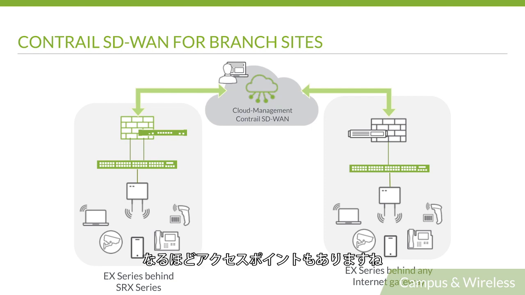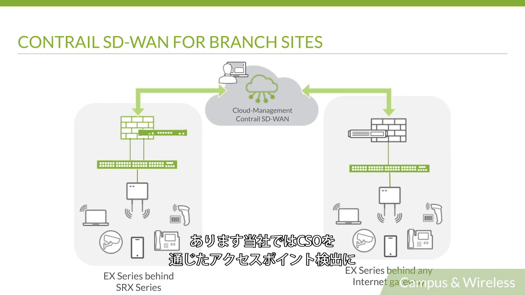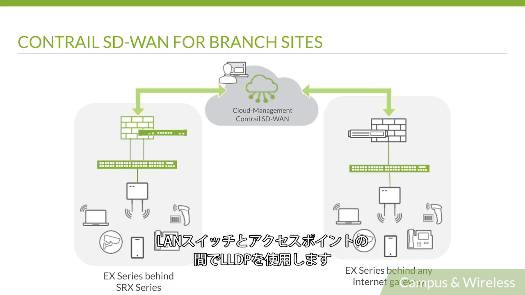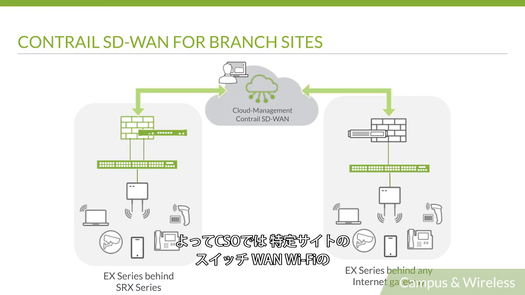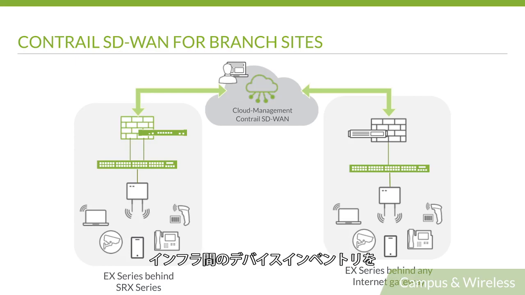Okay. And I see you have an access point there as well. And Juniper recently acquired Mist. Is there any form of integration here? There is. So we use LLDP between the LAN switch and the access point to discover the access point through CSO. And so CSO can therefore provide you a single pane of device inventory at a given site between your switch infrastructure, your WAN infrastructure, and your Wi-Fi infrastructure.